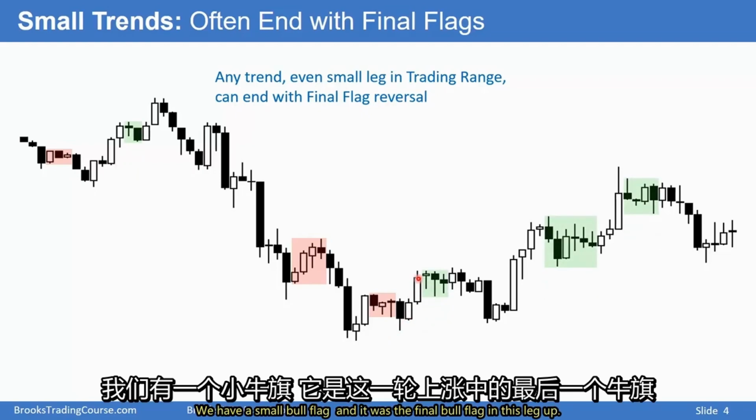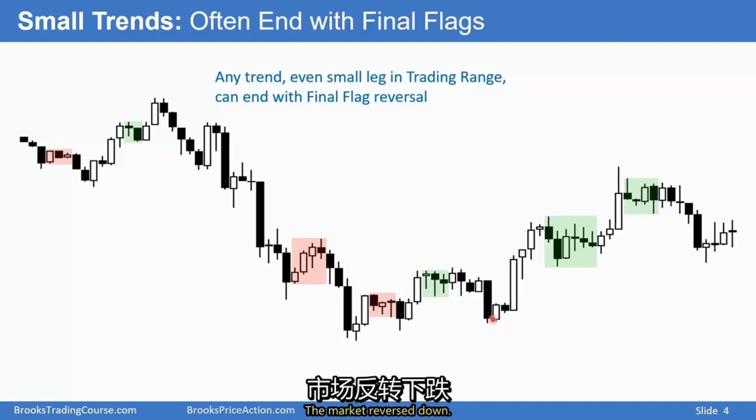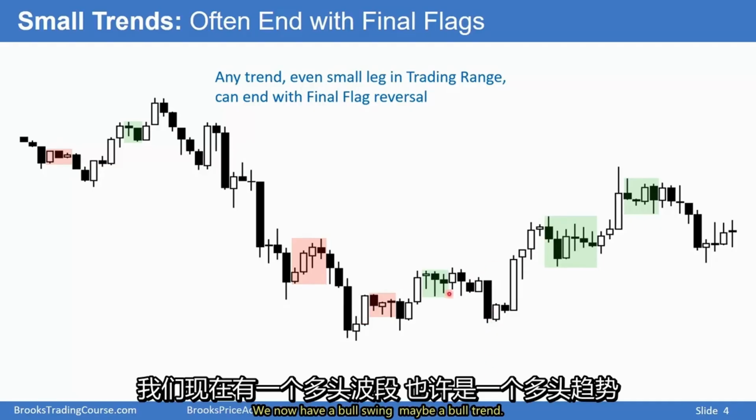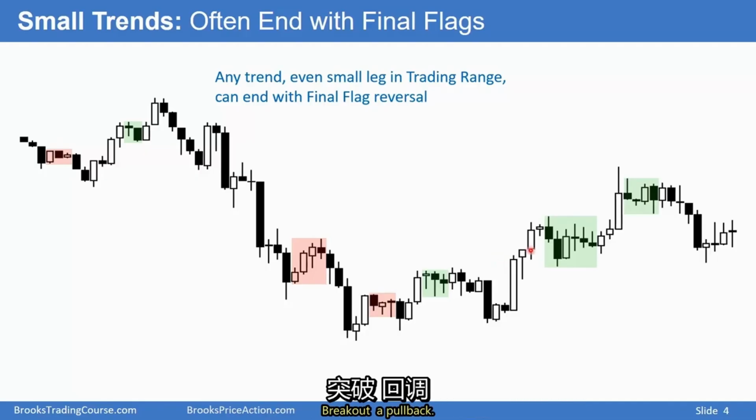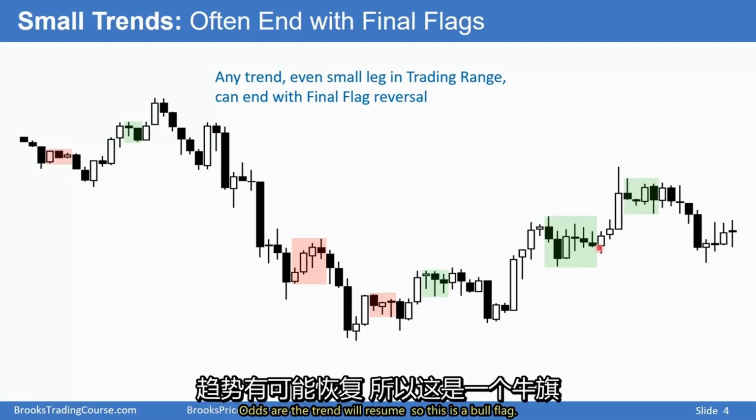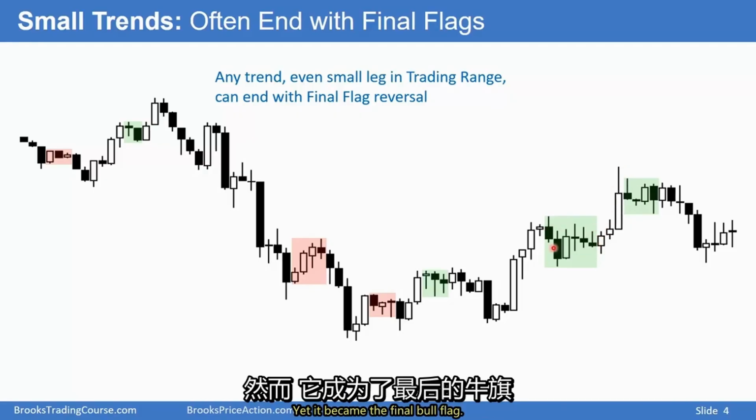The market's going up. We have a small bull flag, and it was the final bull flag in this leg up. The market reversed down. We now have a bull swing, maybe a bull trend. Breakout, a pullback. Odds are the trend will resume, so this is a bull flag. Yet, it became the final bull flag.